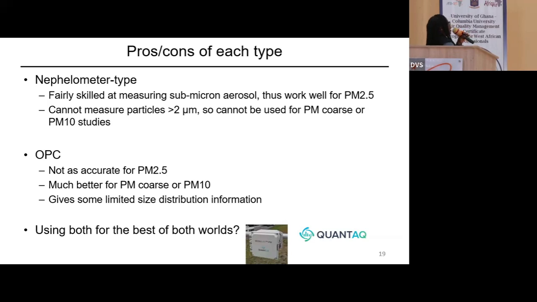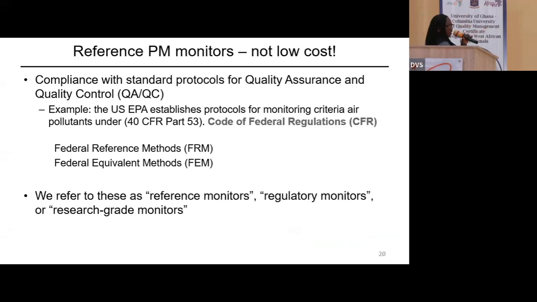So a sensor like Quant AQ has a combination of the two to be able to capture both the PM 2.5, which falls within what I showed you before, and PM 10, which can be captured by the optical particle counter. And with both the nephelometer and this other one combined, you can capture at all sizes. So this does that combination. Next slide. I'm trying to rush so that I can touch everything I have here.